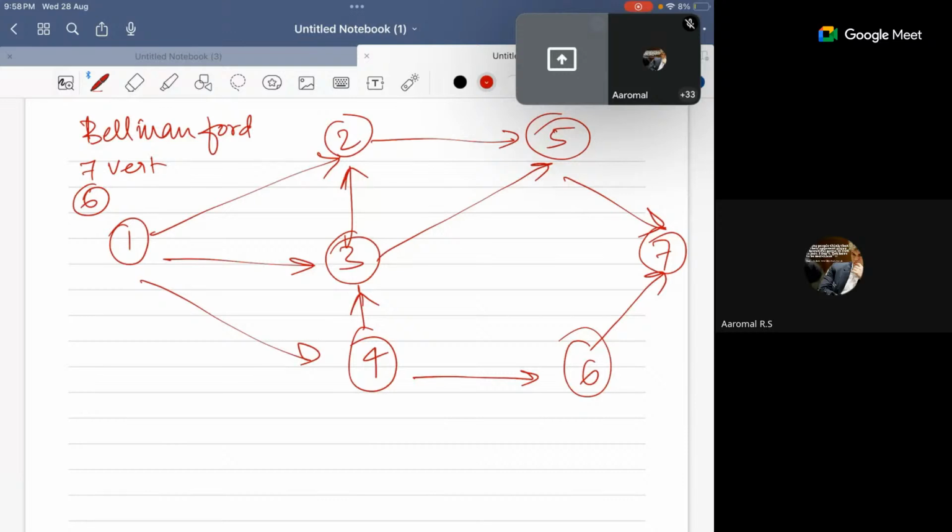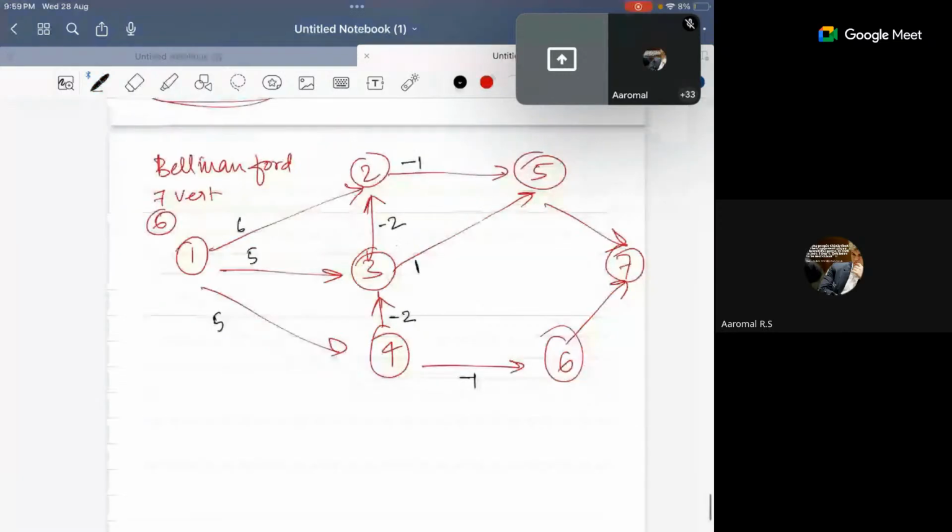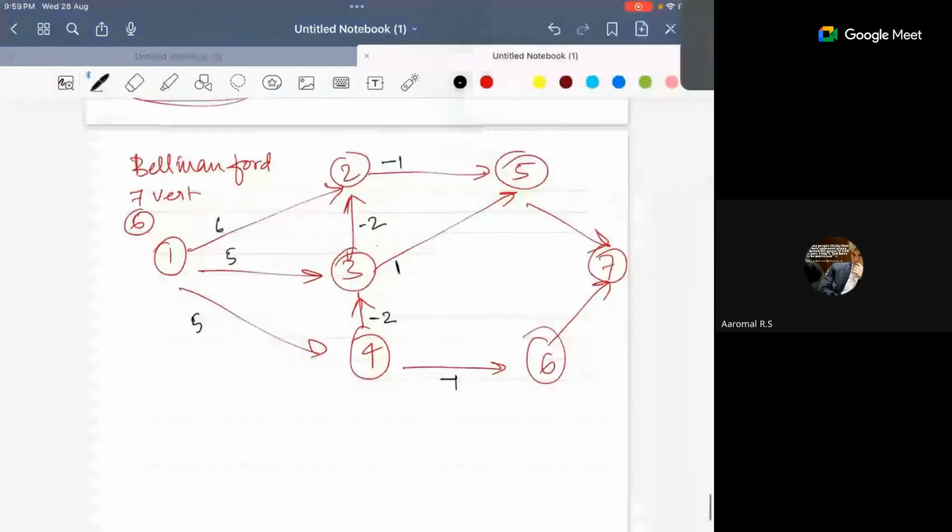Weights also are needed. Without weights, it will not work. So for example, the weight for this is -1, this is 5, this is 3, this is 1. So all the weights for all the edges are done.